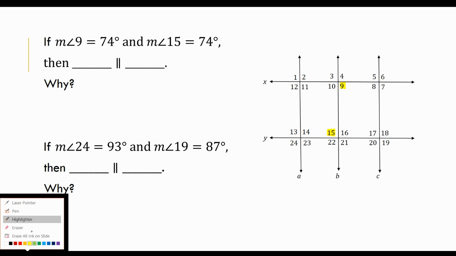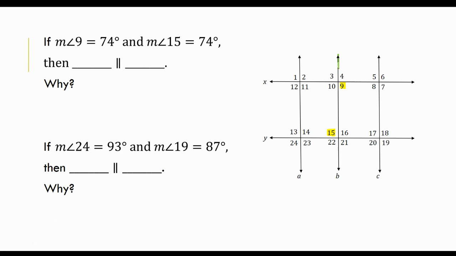Well, notice that because those 2 angles share this line, that means B has to be the transversal. So what are the 2 lines that are forming the other 2 parts of the angle? Well, notice that that would be this line right here and this line right here. Those would be then line X and line Y, and they're parallel.